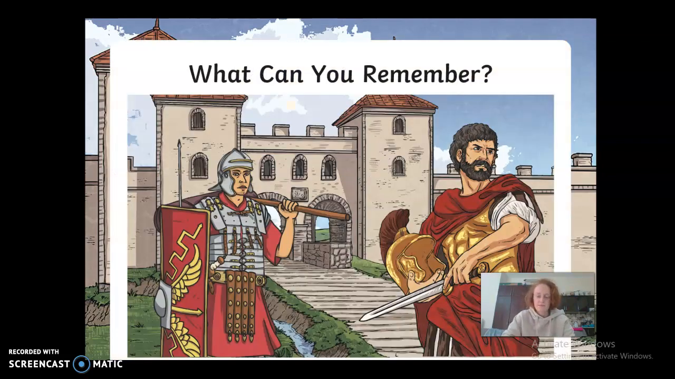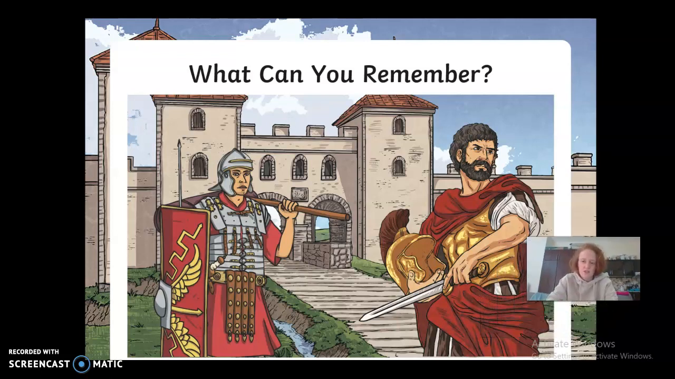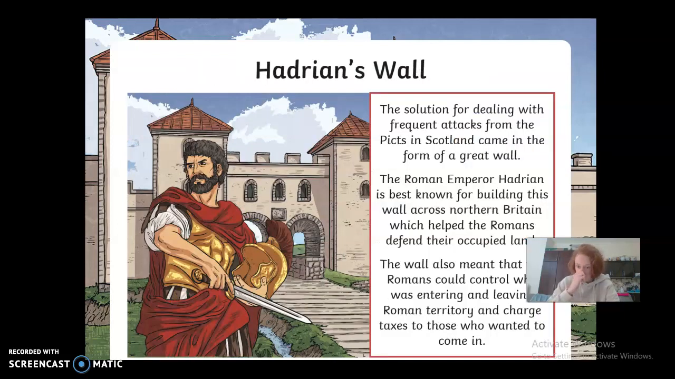First slide, what can you actually remember from the last lesson? Take a minute to just think about what we remember about Hadrian's Wall, where it was built, for what reason, and so on. But still, let's just go through this together. So basically, as you know, Britain was occupied by Romans, okay?